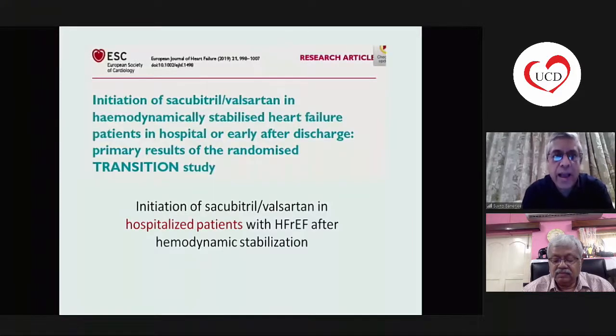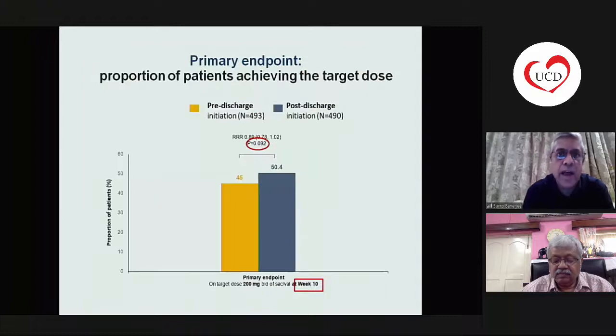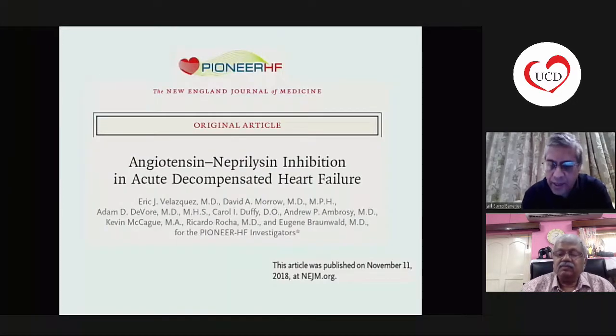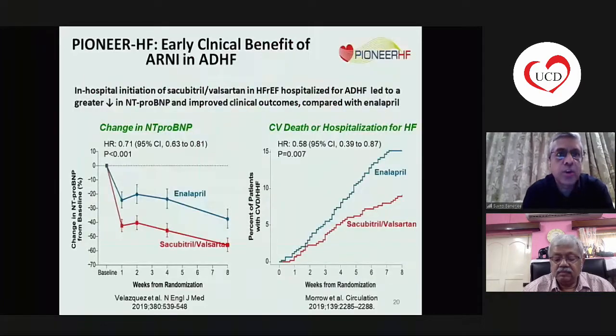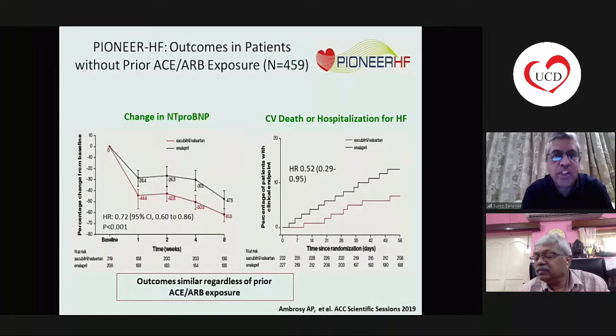Now, two studies actually looked into it, and one of them is the TRANSITION study, which looked into initiation of ARNI in hospitalized patients after hemodynamic stabilization. And what it showed is that the primary endpoint, which was proportion of patients achieving the target dose, was not significantly different between those who started pre-discharge compared to those who started post-discharge at 10 weeks. Also, the other study, which is the PIONEER-HF study, showed that in-hospital initiation of ARNI led to greater decrease in NT-proBNP and improved clinical outcomes compared to enalapril. And interestingly, outcomes were similar regardless of whether the patient was ACE or ARB naive or not.